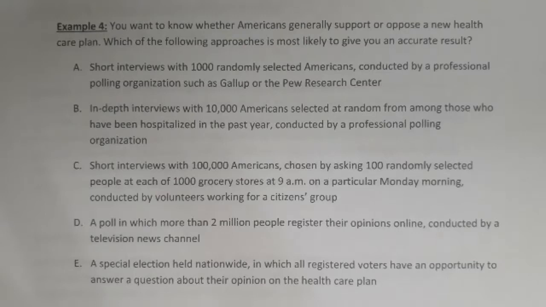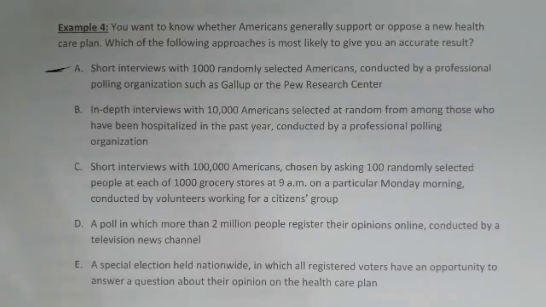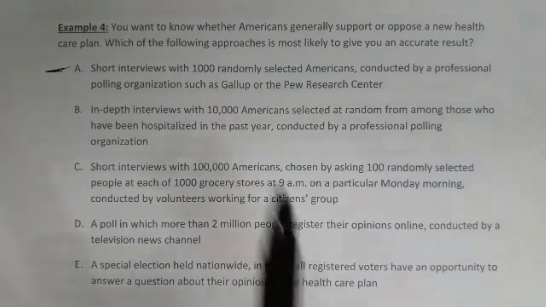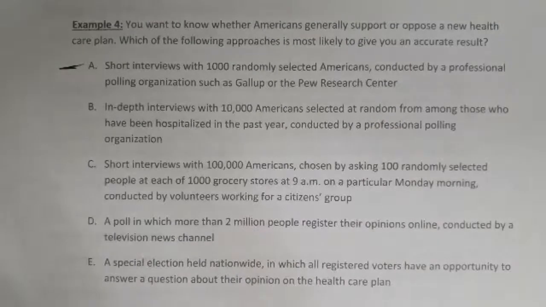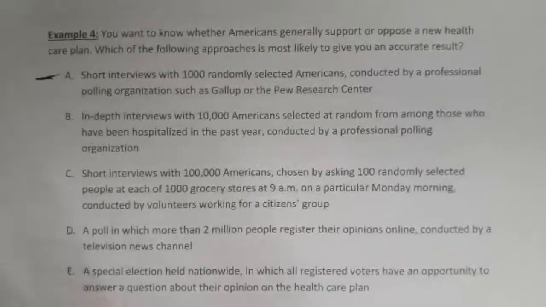So in this, which of the following is most likely to get you accurate results? So I'm just going to jump to it. They say in the book, and they give us A. And if we think about participation bias and selection bias, this one will be the best, right? We're randomly selecting Americans. If you look at how the Gallup and Pew Research polls do that, they do a good job at doing it.